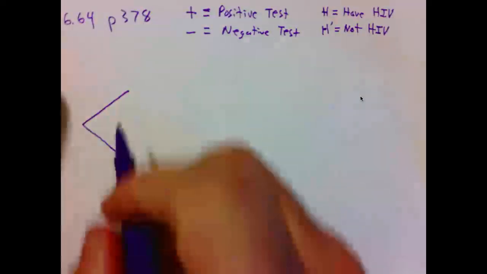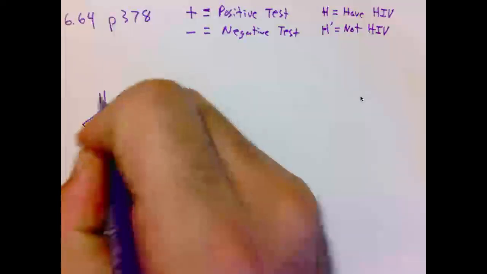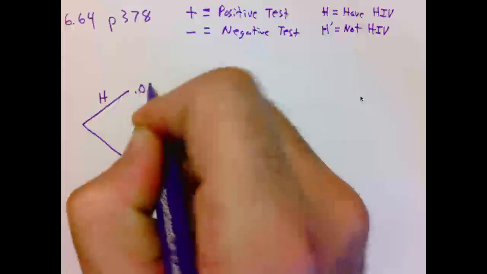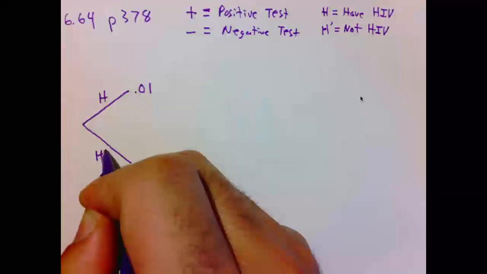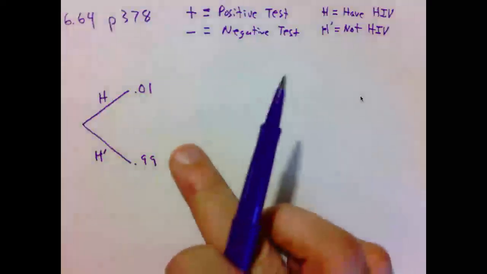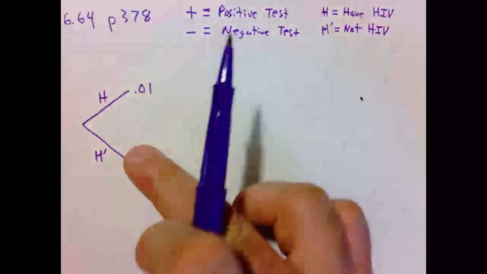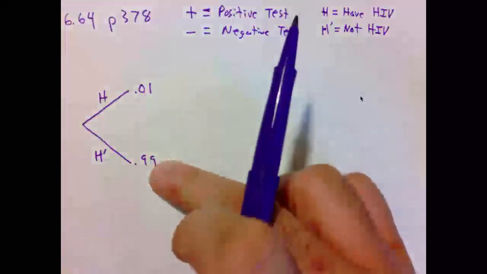So we are given that in some population 1% of the people will have HIV, therefore the complement will not have it, 99%. Note that in our tree diagram here, at each split it'll sum to 100%.